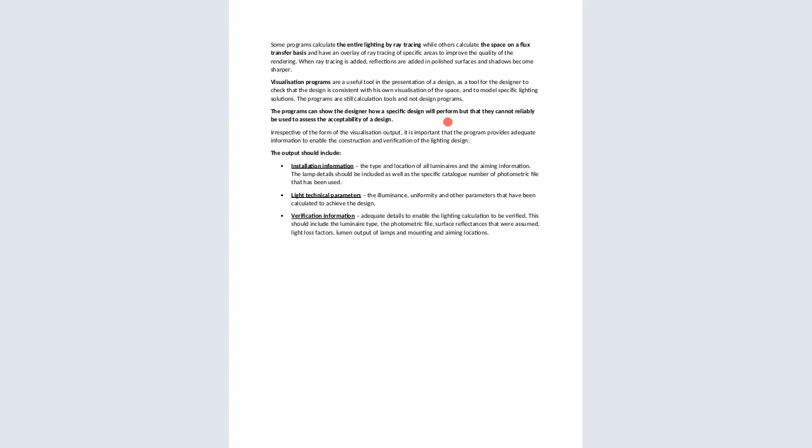So the output should be, number one, installation information, that is the type and location of luminaire and the aiming information. The lamp details should be included as well as the specific catalog numbers. Another one is the lighting technical parameters, that is the illuminance and uniformity and other parameters that have been calculated to achieve the design. Another one is the verification information, which also needs to be presented in the report of illumination.